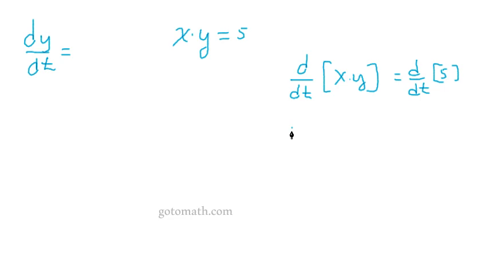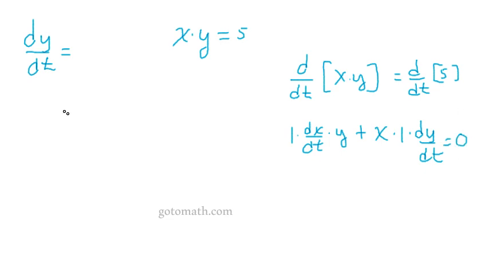So the derivative of x is 1, and then we want to write dx over dt. And then we just rewrite y. Plus, and then we're going to write x, and then the derivative of y is 1, and then we're going to write dy over dt, and the derivative of a constant is 0.